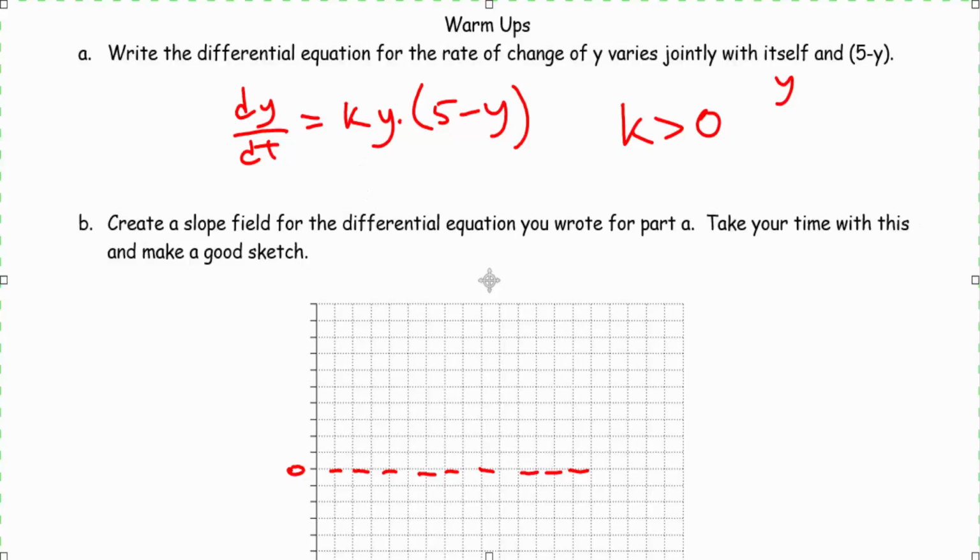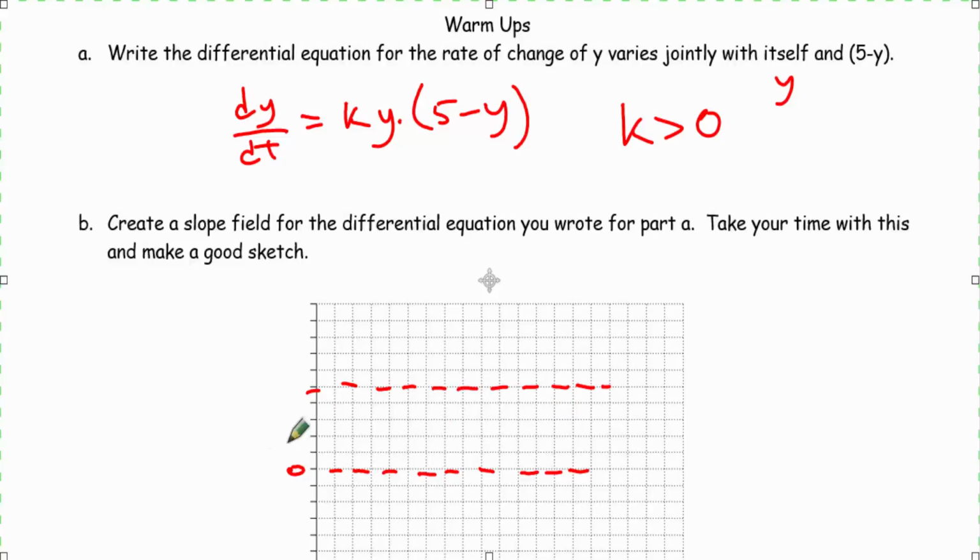So let's see what happens to this graph when, well, what's the other value that's going to make this 0? So if y is 0, this should be 0. But if y is 5, that will also make this 0. So 1, 2, 3, 4, 5. So we should have two horizontal asymptotes at 0 and 5.